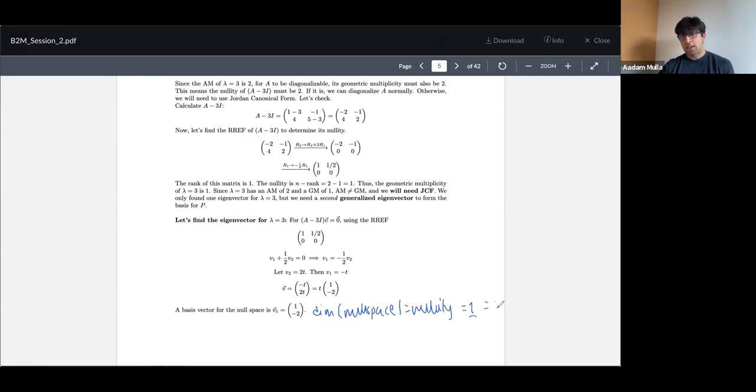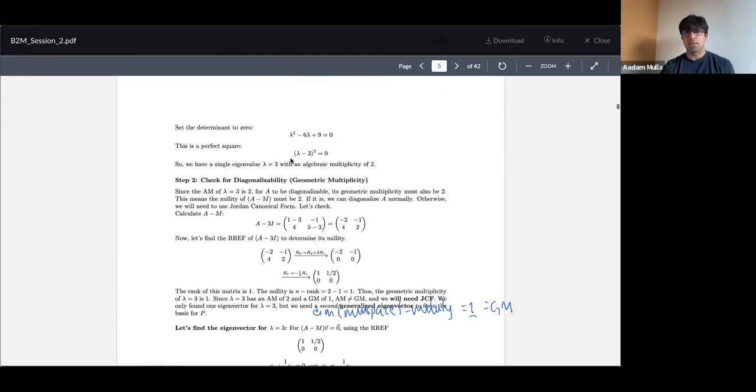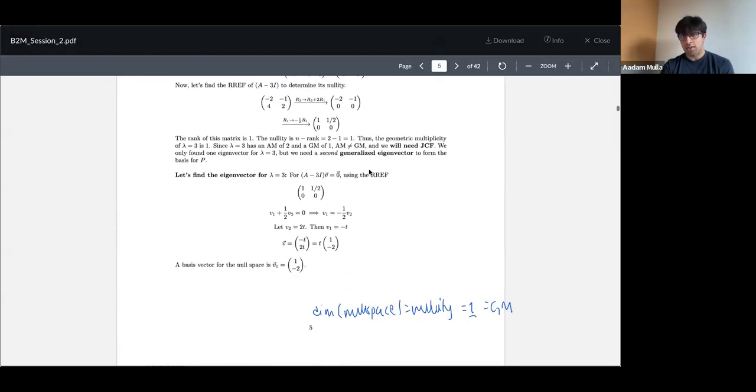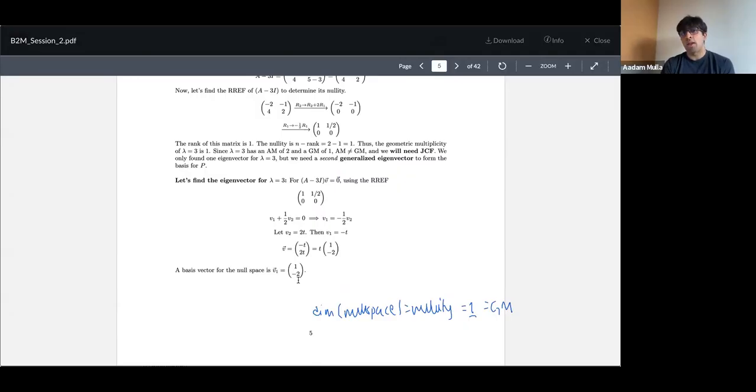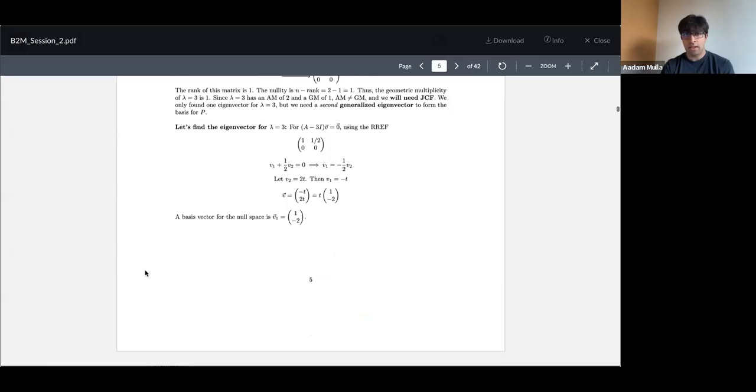So there's an issue, right? Geometric multiplicity is 1, algebraic multiplicity was 2. The reason this is an issue is that if the algebraic multiplicity is 2, we should be getting 2 eigenvectors for this eigenvalue. However, we're not. Here, we're only getting 1 eigenvector. So that's why we have an issue in the first place. It looks like we're going to need Jordan canonical form. So let's see how we deal with that.